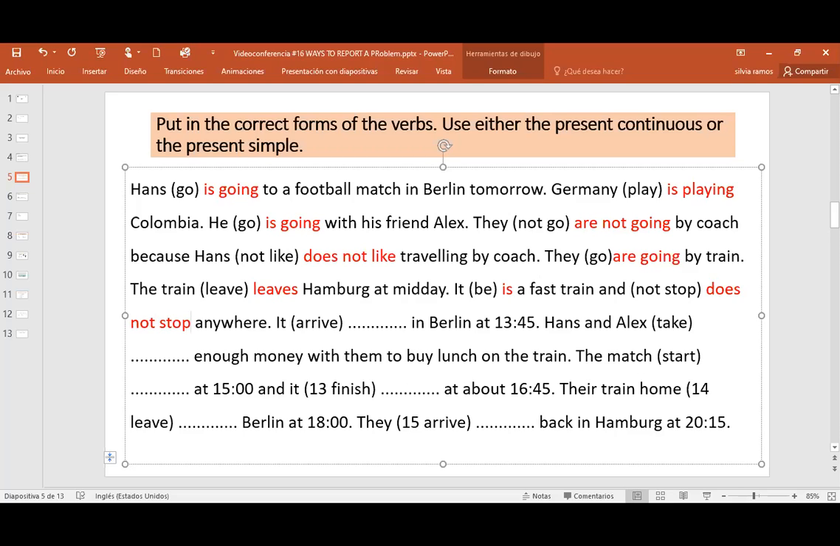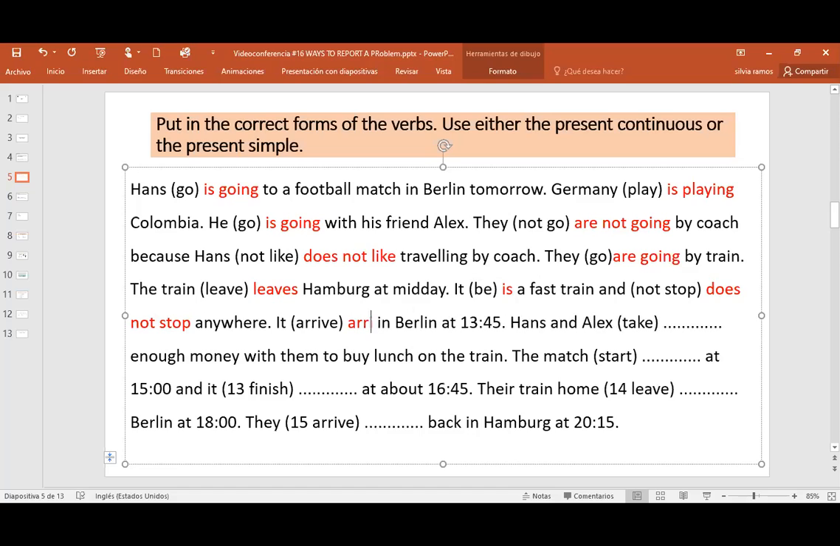It arrived in Berlin at 13:45. Okay, it arrives. Okay, repeat with me, it arrives. It arrives in Berlin at 13:45. Very good job. Let's continue there with the next sentence.